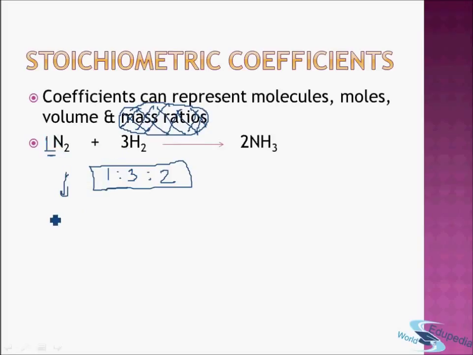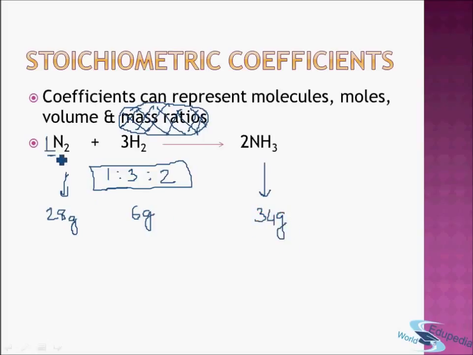So 1 mole of nitrogen weighs 28 gram. Okay, 3 moles of hydrogen, 1 mole of hydrogen weighs 2 gram, so 3 moles will weigh 6 gram. Okay, so 28 gram of nitrogen will react with 6 gram of hydrogen to form ammonia. 1 mole of ammonia weighs 17 gram, so 2 moles will weigh 2 into 17, that is 34 gram.